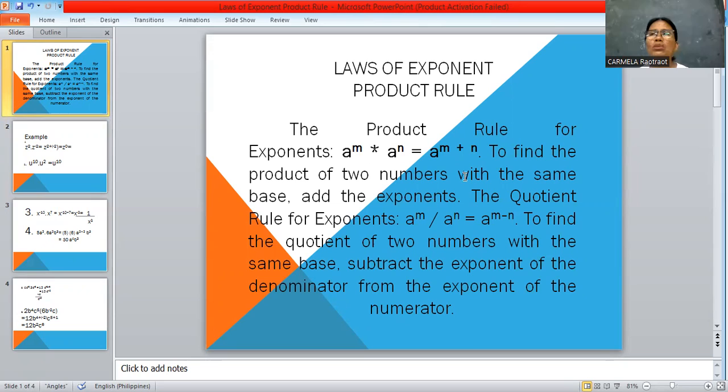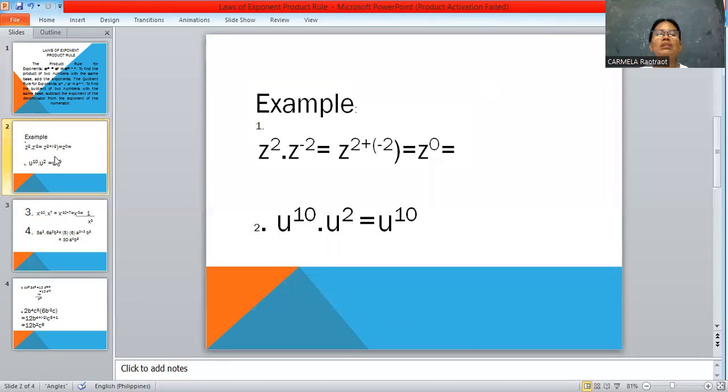Unlike the quotient rule, a raised to the power of m over a raised to the power of n. What are you going to do with the exponents if they have the same base? You are going to subtract. Okay, so let's focus on the product rule. Okay, so let's have an example.